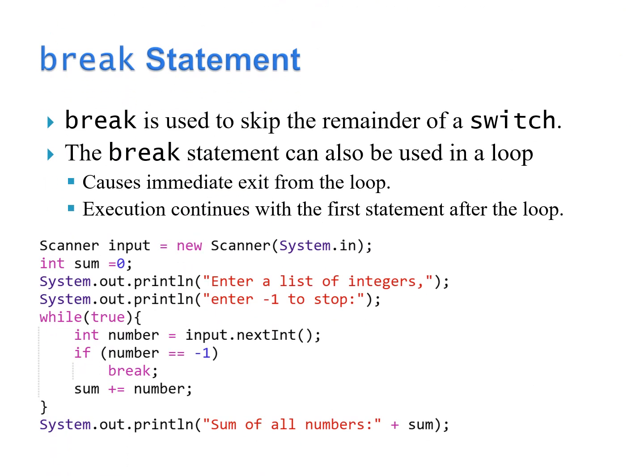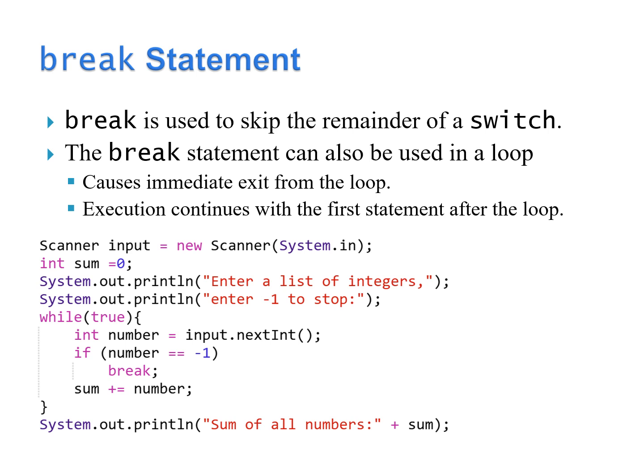The break statement is used to skip the remainder of a switch statement, as we have seen. The break statement can also be used in a loop. When executed in a while, for, or do while loop, the break statement causes immediate exit from the loop. Execution then continues with the first statement after the loop.